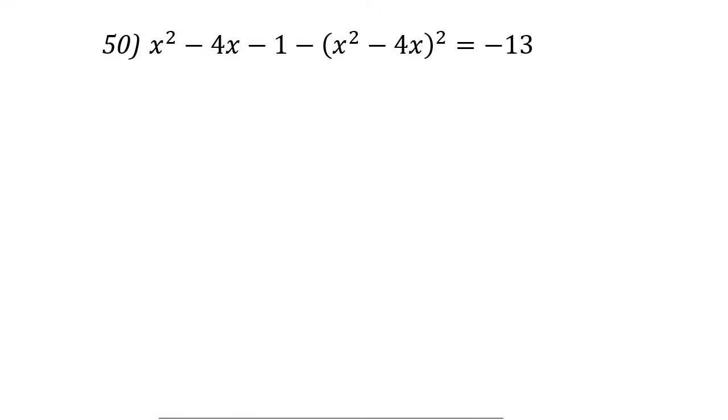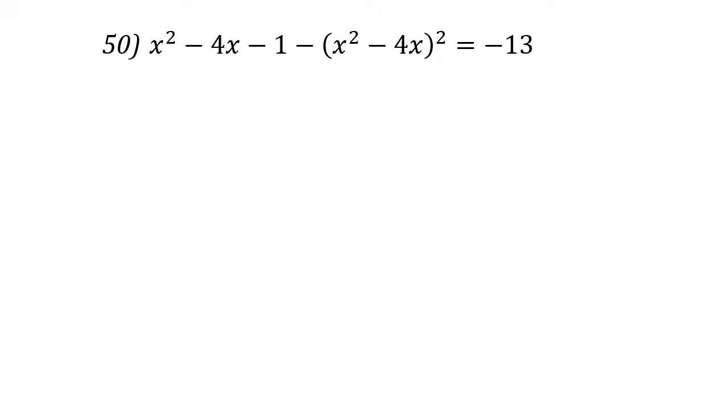In question 50, you might have been tempted to multiply these brackets together, and there's nothing wrong with that. But did you notice that you would end up with an x to the power of 4? Now remember, in the previous question, we said that when you end up with x to the power of 4, we've gone too far. There needs to be a better way. And so let's have another look.